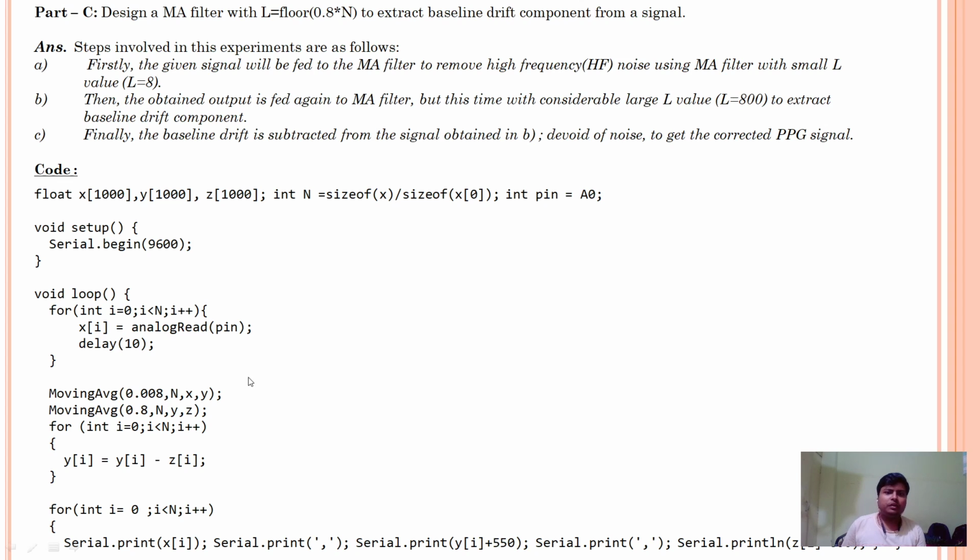Now we are going to feed this recorded signal to the moving average filter with a window of 8 as well as 8000. The purpose of feeding it to the 8000 is to get rid of the high frequency noise, and to feed it to the 8 is to smoothen it out. And finally, we will subtract the two to get the baseline drift.